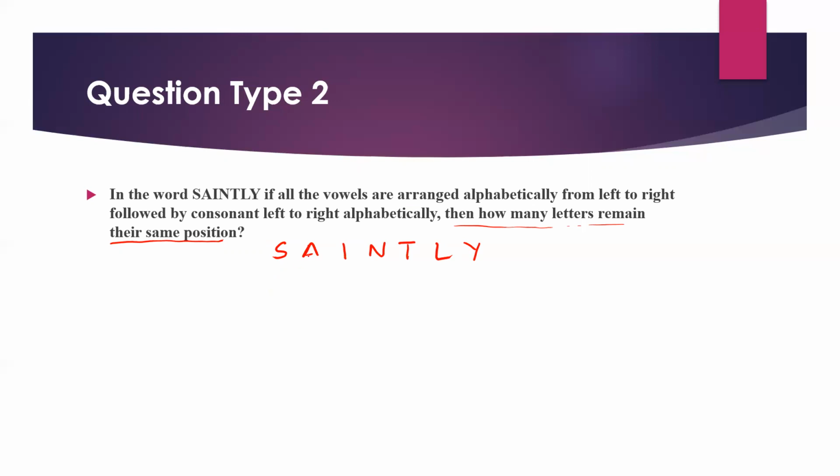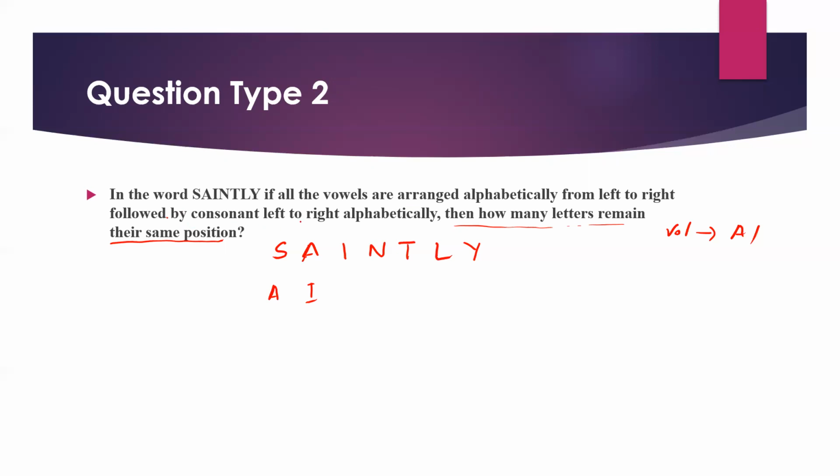So at first, what are the vowels here? A and I, correct? Now the vowels are here. What are the vowels? A and I, and they are written in the same direction alphabetically. It is already arranged. So we will write A, I. Okay. Now what we have to arrange after the vowels are done, till here it is done.